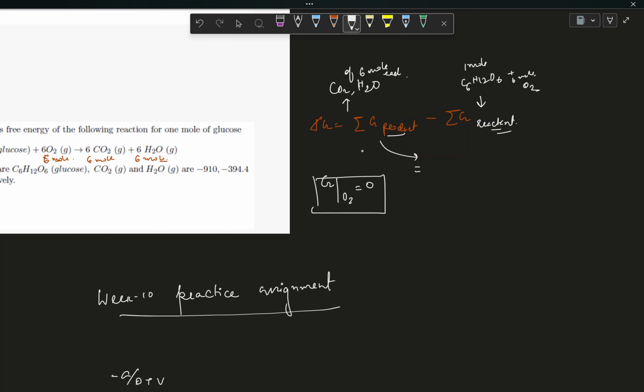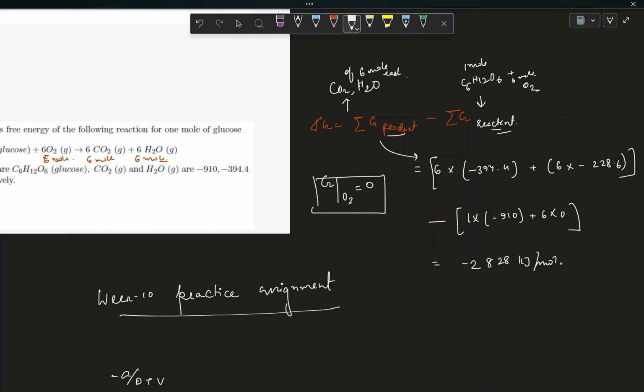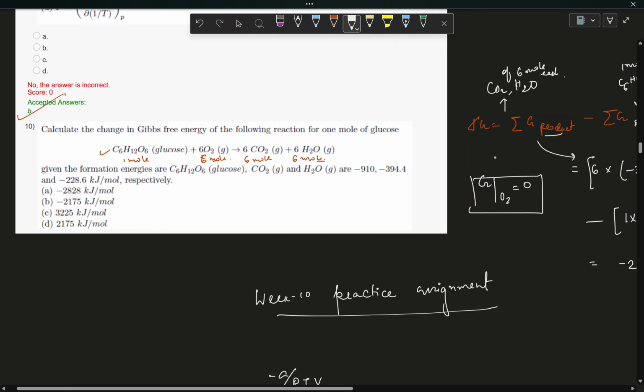So the remaining terms are non-zero, so let us solve that. First of all, 6 into the CO2 Gibbs free energy, which is minus 394.4, plus 6 into the H2 Gibbs free energy, which is minus 228.6. This is one thing. Minus, for the reactant part, glucose is 1 mole, this is minus 910, and plus 6 is oxygen, into 0. This is the change in Gibbs free energy. So finally, by calculating it, you can find out this is minus 2828 kilojoule per mole, the change in Gibbs free energy for this process. So this is our option number A, that is the correct option.